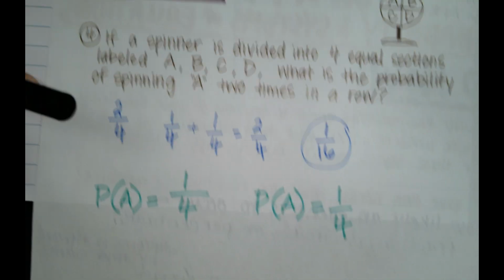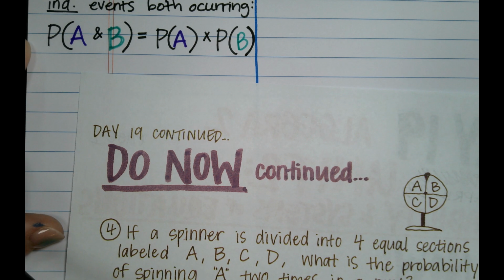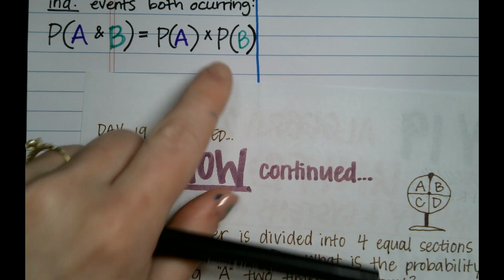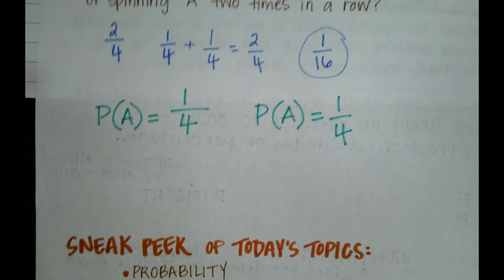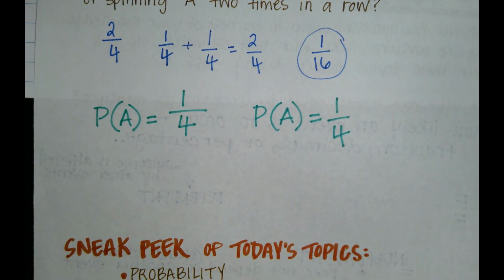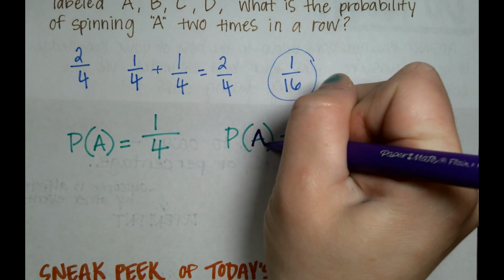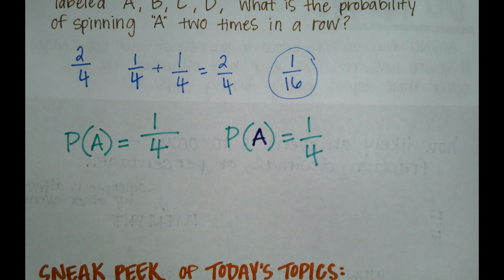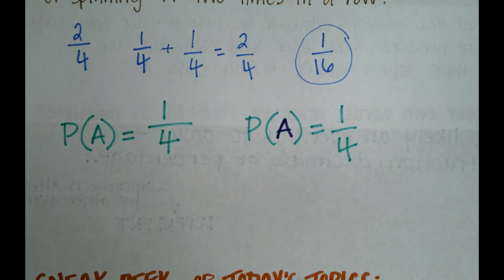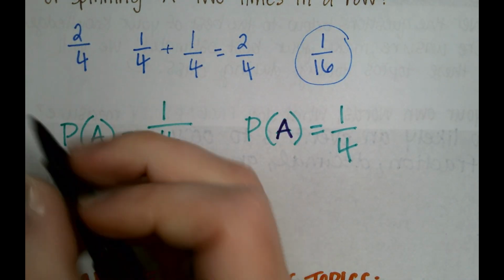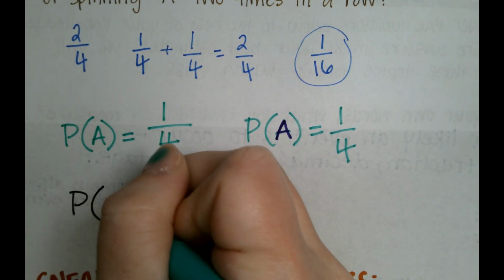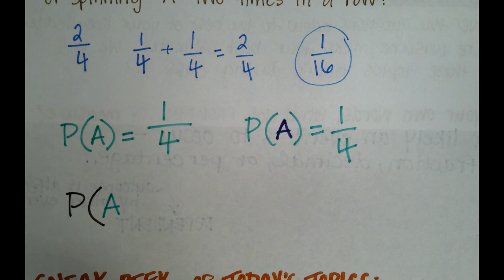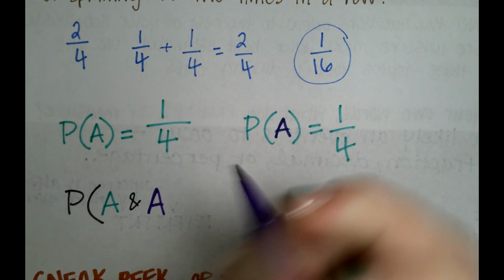And now we're going to use that little formula I just gave you. A and B equals probability of A times probability of B. Don't let it confuse you that these are both A. If it helps, I'll make the other A purple. So I want to know now, what is the probability of spinning A and then spinning A again?